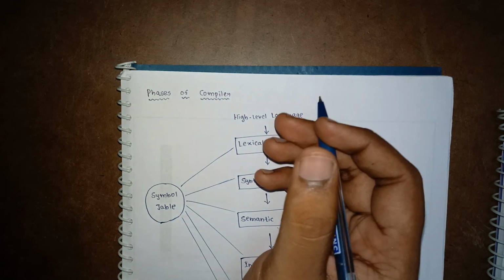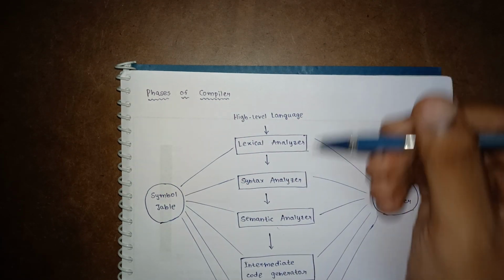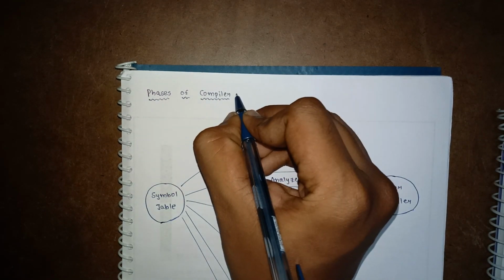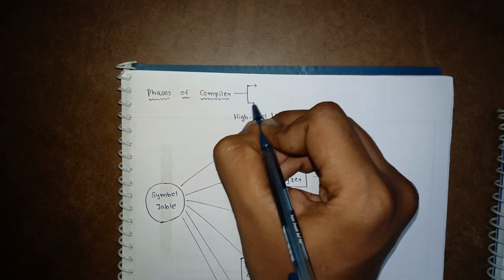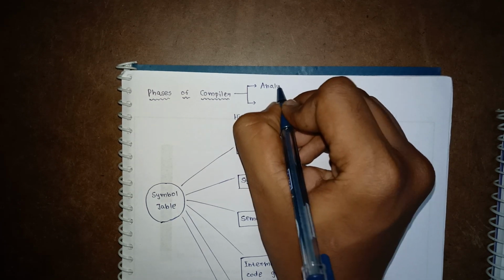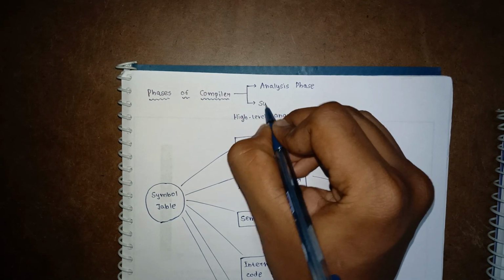In the previous video, we came across a tool called the compiler, which sits between the preprocessor and the assembler. In the compiler, there are primarily two phases. One is the analysis phase and the other one is the synthesis phase.